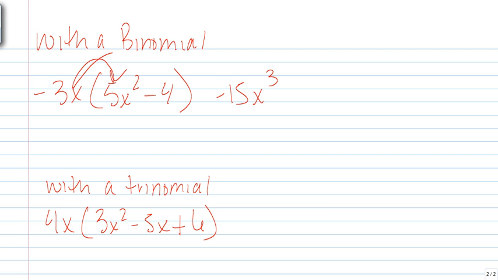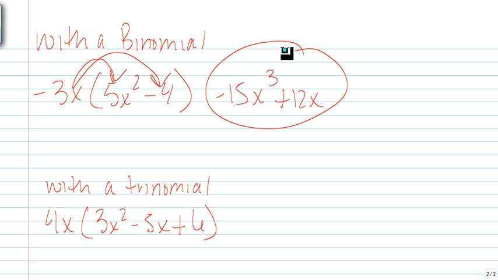Now take that negative 3x and multiply it times the negative 4. Two negatives make a positive, so that's going to become a positive 12x. So my final answer would be negative 15x to the third plus 12x.